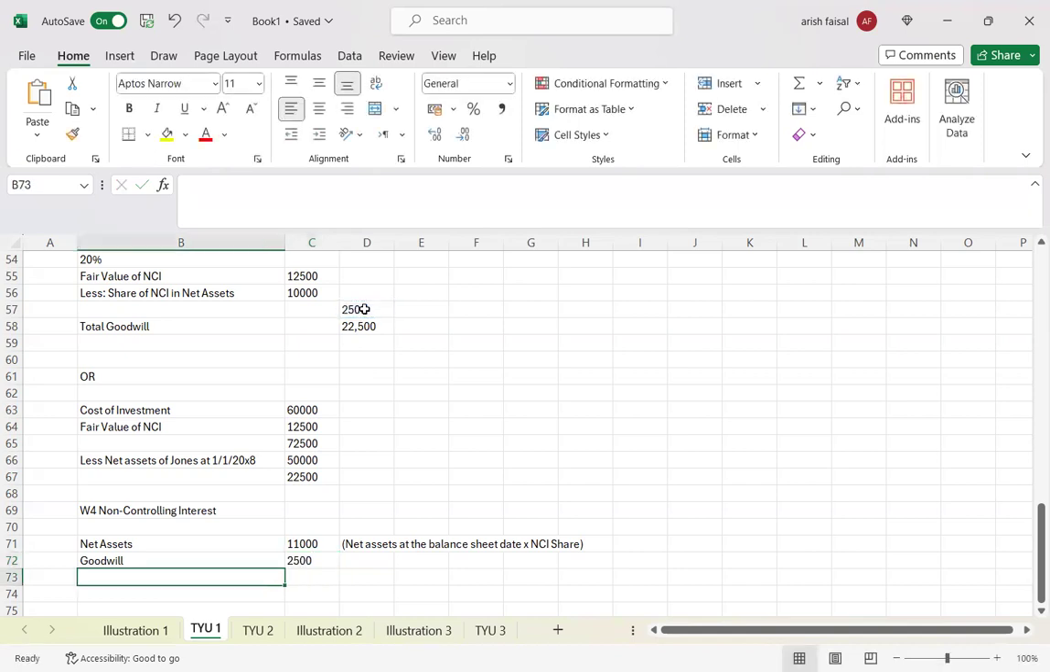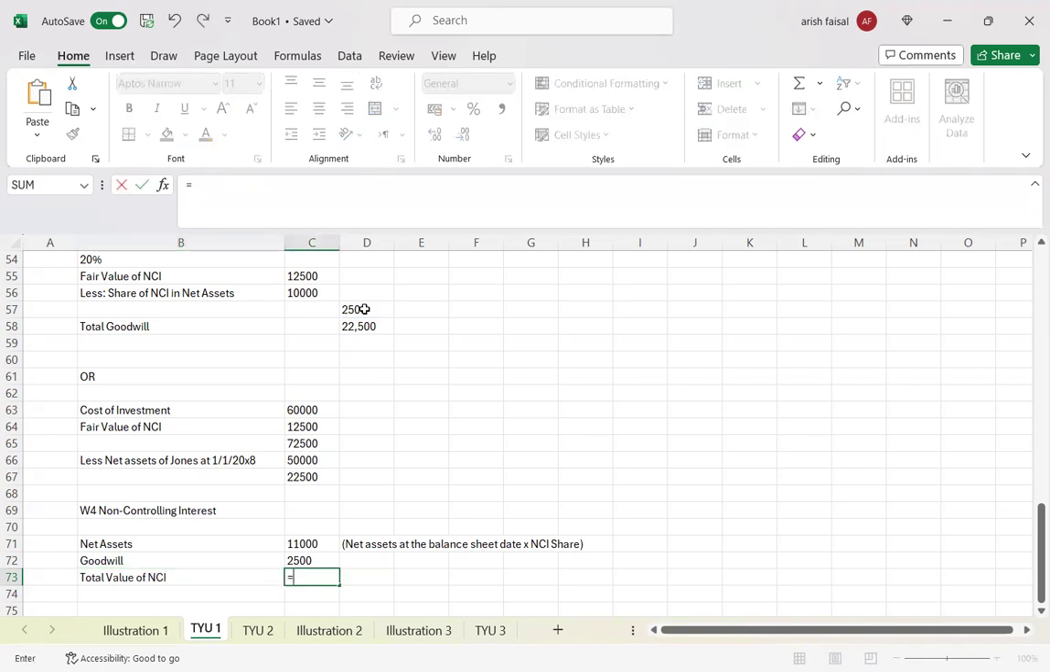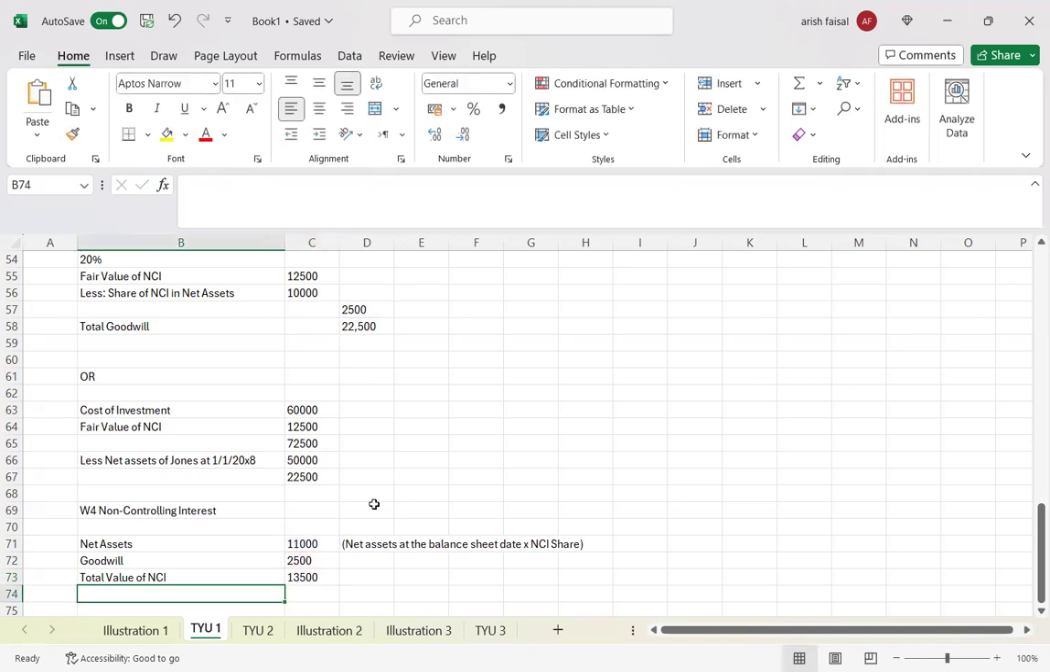Okay. So the total value of NCI would be 13,500, from where 11,000 belongs to the net assets and 2,500 belongs to the goodwill. So that's how you value either a company or a part of a company, in this case, 20% of the NCI. So their valuation depends on the net assets and the goodwill.